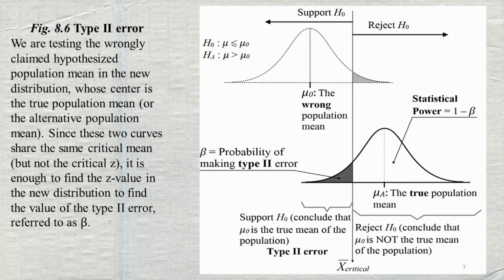This slide shows Figure 8.6 of Type 2 error. We are testing the wrongly claimed hypothesized population mean in the new distribution, whose center is the true population mean, or the alternative population mean. Since these two curves share the same critical mean, but not the critical z, it is enough to find the z value in the new distribution to find the value of the Type 2 error, referred to as beta.